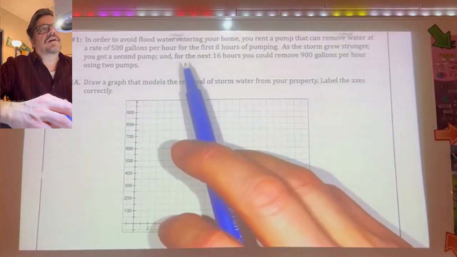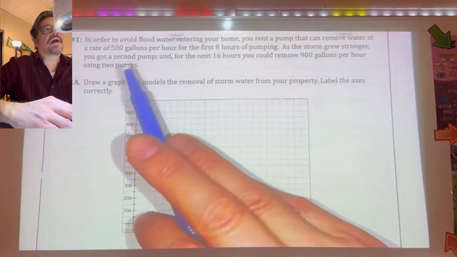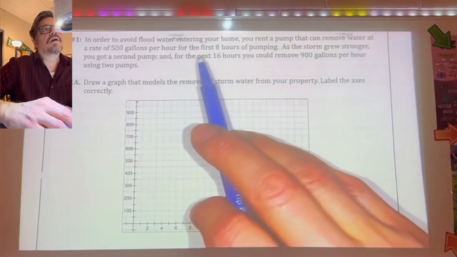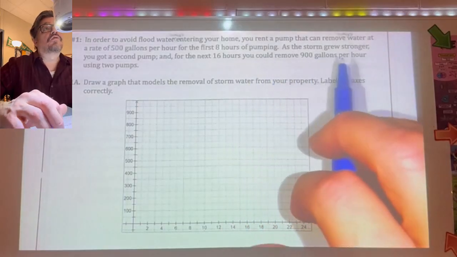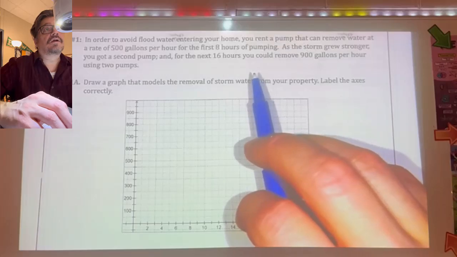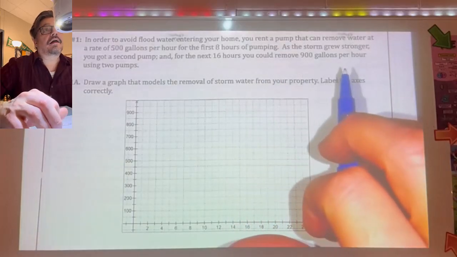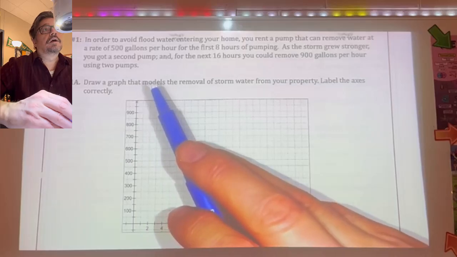In order to avoid flood water entering your home, you rent a pump that can remove water at a rate of 500 gallons per hour for the first 8 hours of pumping. As the storm grew stronger, you got a second pump, and for the next 16 hours, you could remove 900 gallons per hour using 2 pumps. Okay, so let's graph that.